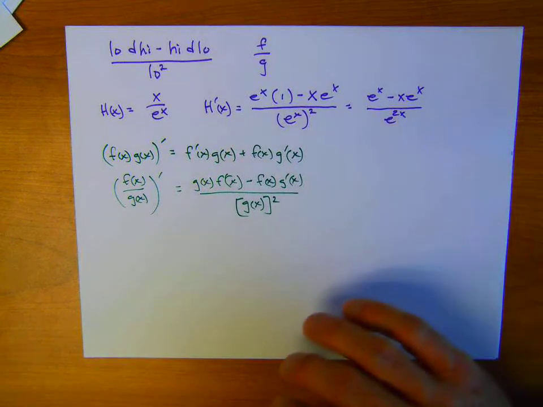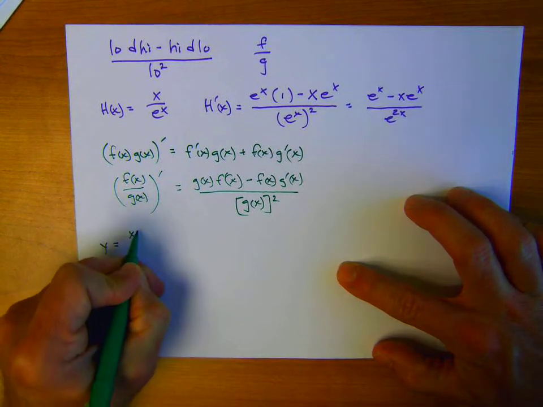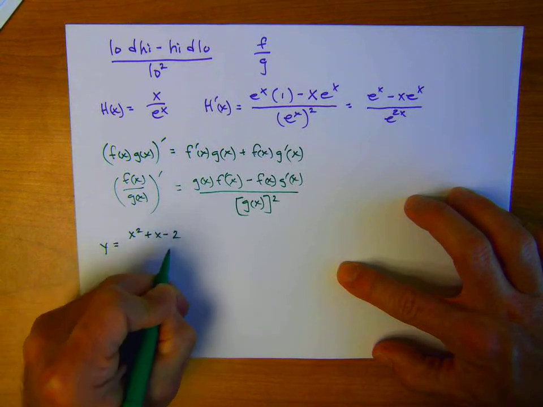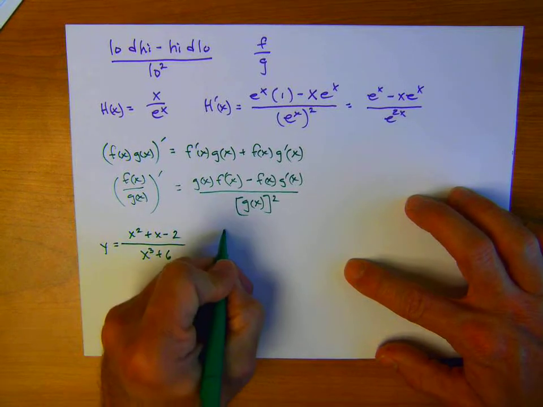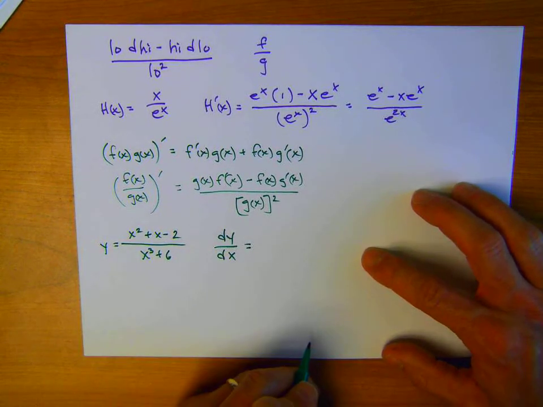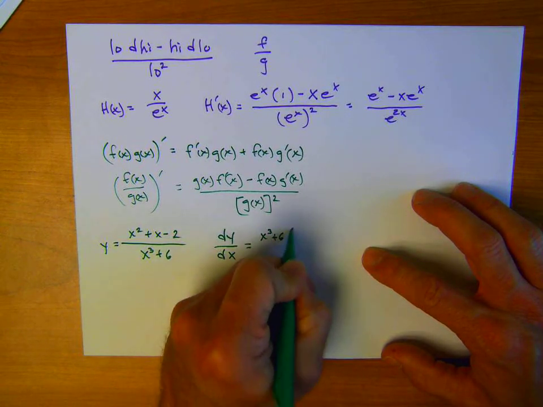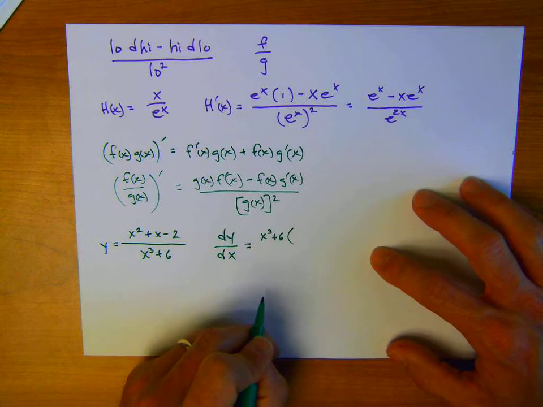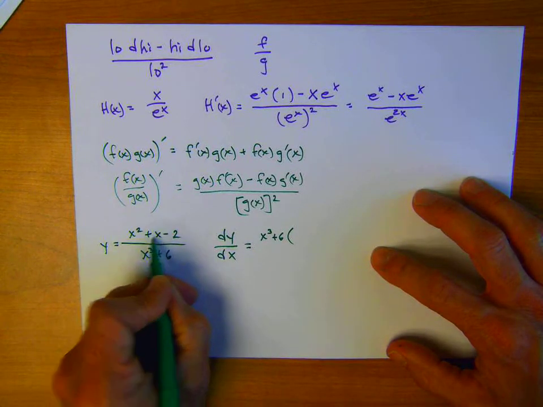Okay, so let's see another example. Let's say we have y equals x squared plus x minus 2 over x cubed plus 6. So dy dx is a straightforward application of the quotient rule. We have the denominator function times the derivative of the numerator. So the derivative of this is going to be, that is 2x, that's 1, and that's 0.